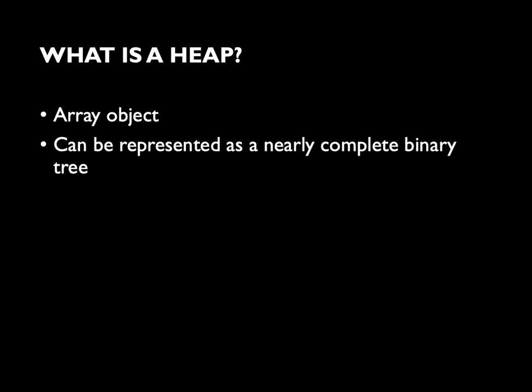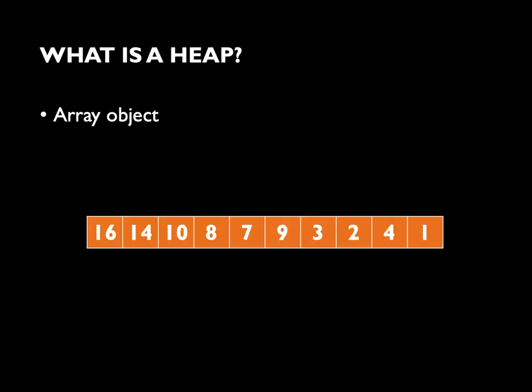So a heap is first of all an arrayed object, and second of all, this array can be represented as a nearly complete binary tree. So let's unpack a little bit more each of these statements. So the first statement, heap is basically an array object, a list of ordinary Python. Here's an example of a heap. So it's just basically an array.